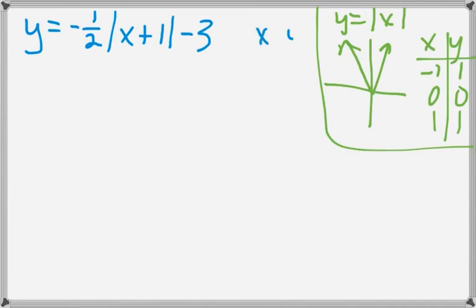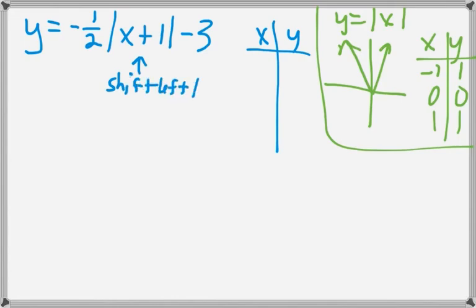Okay, so in the x direction, what's happening here is that x has been replaced with x plus 1. So that means we're going to shift to the left 1. That's the only thing inside the absolute value with x, so that's the only number that's affecting the x values. So we can, again, do that visually if you'd like.